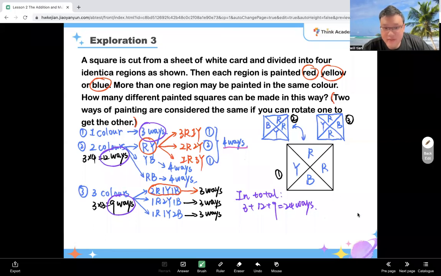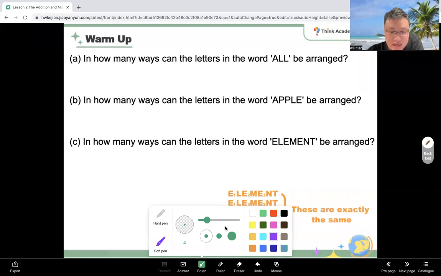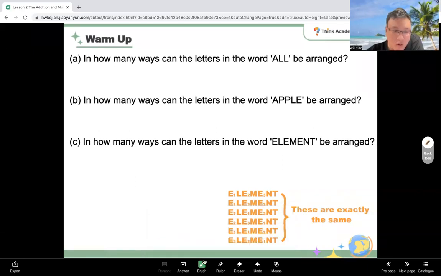All right, everyone. It's time to move on to the next question. And before we go to the next question, I'm gonna review something you learned in the spring term, right? Let's take a look at this one. Warm-up question. It asks you in how many ways you can arrange the letters, or means how many ways there are for you to rearrange ALL.